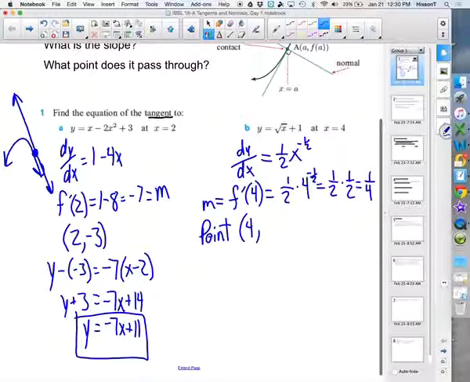It's 4, 3, okay? Wait, why is it 4 something? Well, because I want to add... Oh, okay. x equals 4. So square root of 4 plus 1, that's going to give me 4, 3.